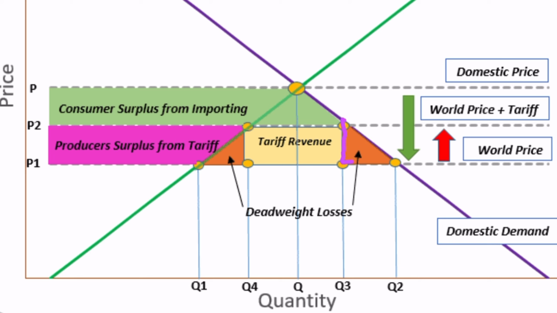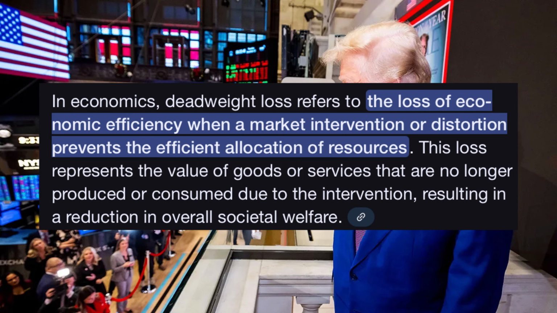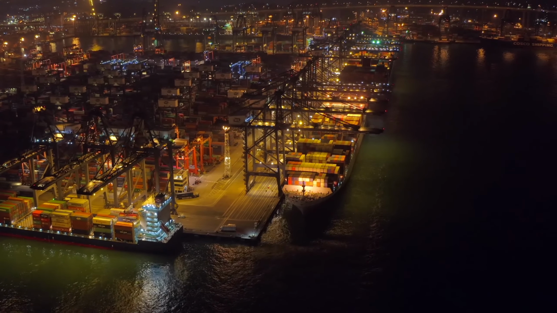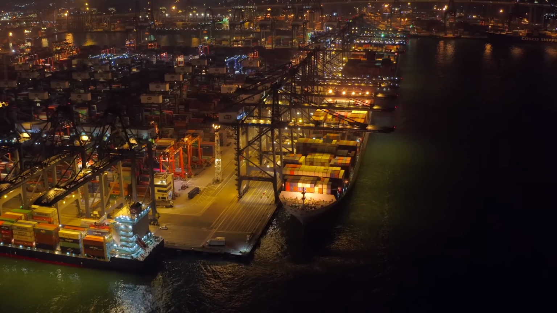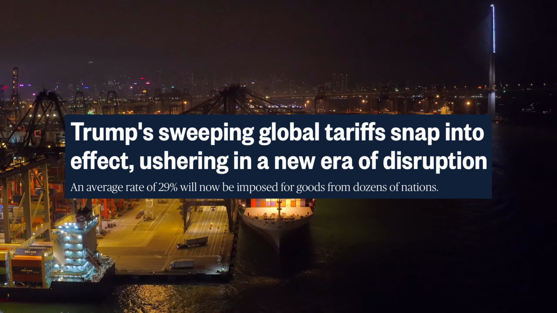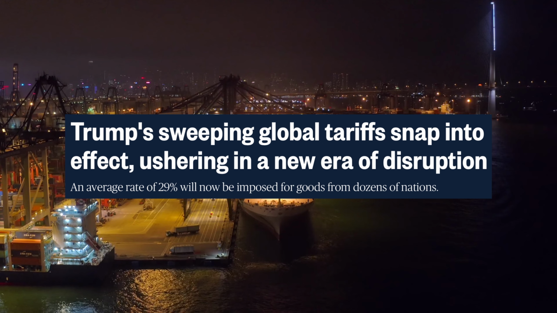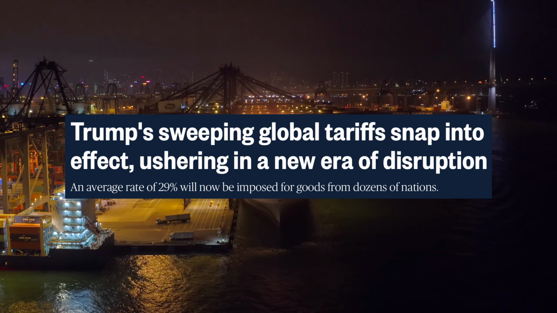This right here is the deadweight loss impact that tariffs have on an economy. Now, in economics, a deadweight loss refers to the loss of economic efficiency due to government intervention. This prevents the efficient allocation of resources within a free market, leading to an overall reduction in available resources. And tariffs are one of these government interventions, creating inefficiencies.